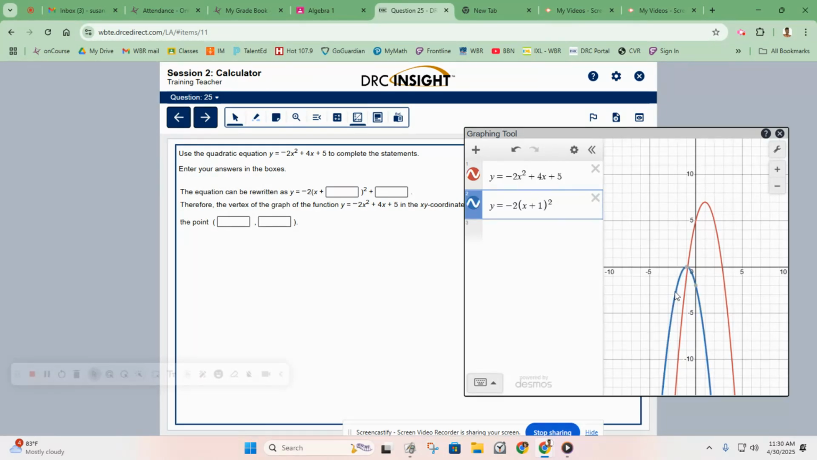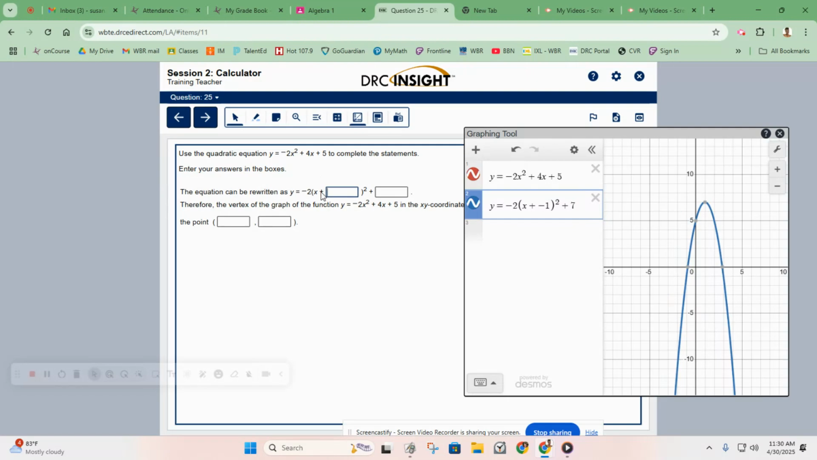Squared. And then I see that it shifted up to the 7. So I'm going to put a plus 7 here. Did I enter the correct one? No, I actually didn't. I should not put a 1 right here. What I should put is a negative 1.